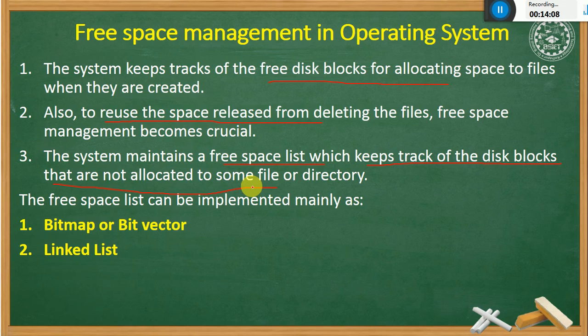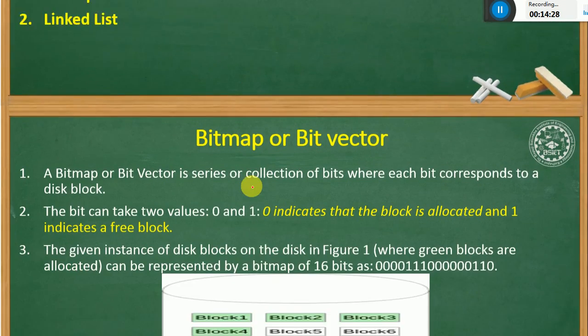So there are basically 2 techniques, due to which we can keep track of free space blocks. So bitmap and linked list, these are the 2 techniques. Due to that we can manage the free space. We can, meaning the operating system. So the operating system can manage free space using bitmap or linked list free space management technique.